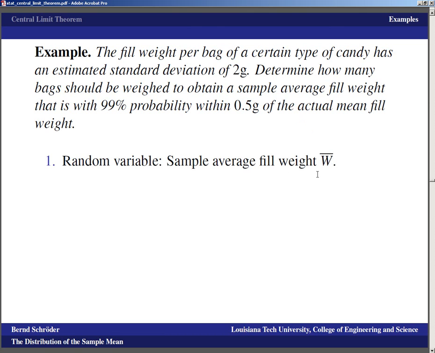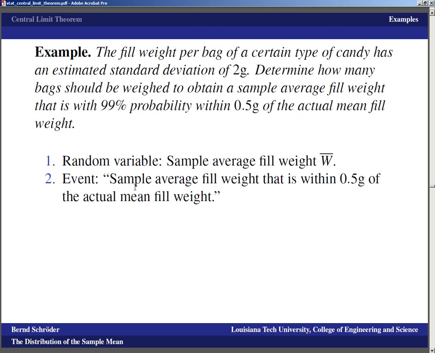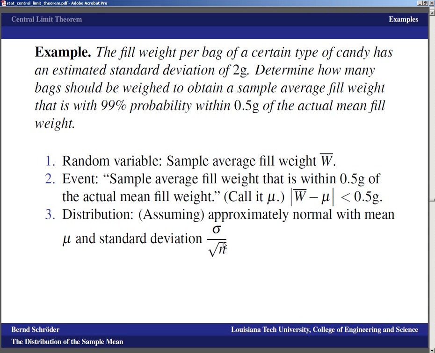Okay, so what's our random variable? Our random variable is the sample average fill weight, W bar. The event is that the sample average fill weight is within 0.5 gram of the actual mean fill weight, which means if we call the actual mean fill weight mu, then our event is that the absolute value of the difference between W bar and mu is smaller than 0.5 gram, right? Within 0.5 gram means we at most overshoot or undershoot by 0.5 gram, and that means that we need to look at the average value of the difference. The distribution, we're assuming an approximately normal distribution with mean mu and standard deviation sigma over root n, because that's the best working assumption we can make.